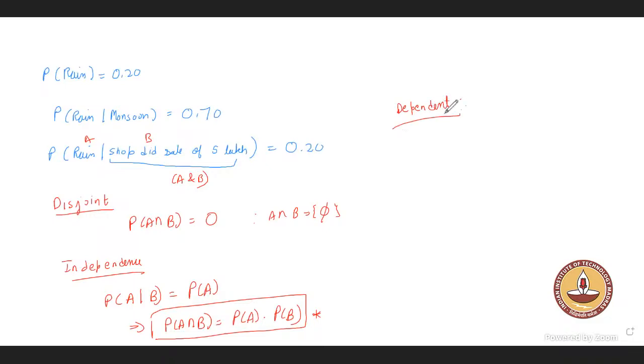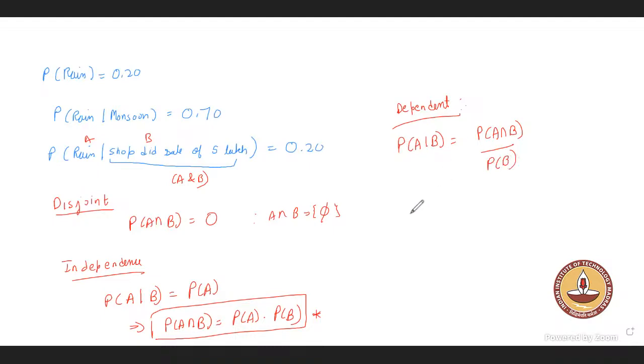Let's suppose my events are dependent. What would happen in that case? My probability of A given B will change. It won't be probability of A, it would be something else. So to find that, I will apply the formula.